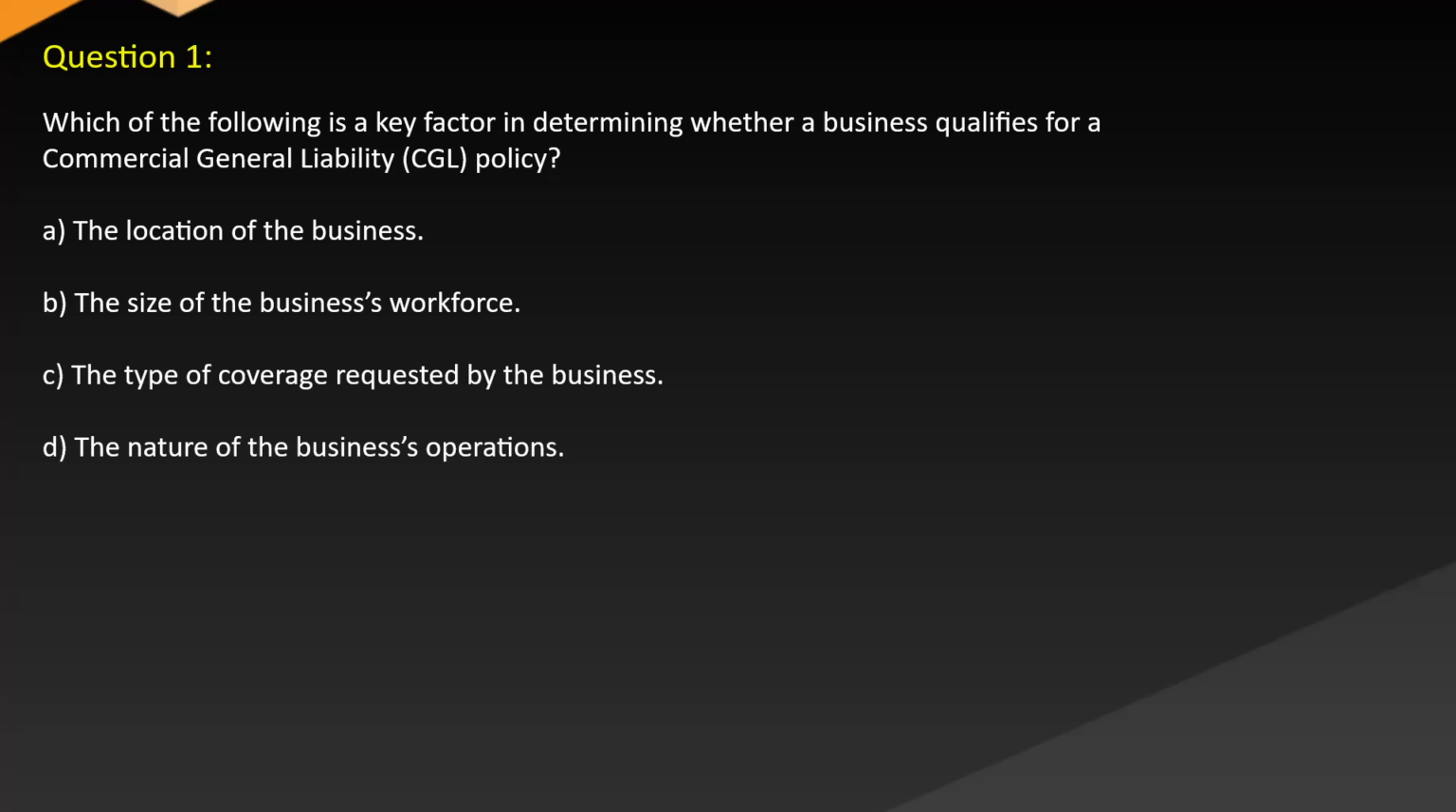Question 1. Which of the following is a key factor in determining whether a business qualifies for a commercial general liability CGL policy? A. The location of the business. B. The size of the business's workforce. C. The type of coverage requested by the business. D. The nature of the business's operations.